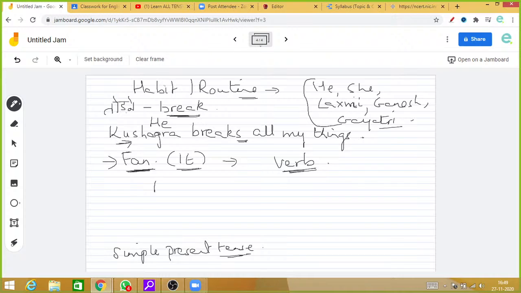My fan gave me fresh air. My fan give me fresh air. Give me is correct. Which is the verb here? The verb here is gives. Exactly. So, my fan gives me fresh air. Good.